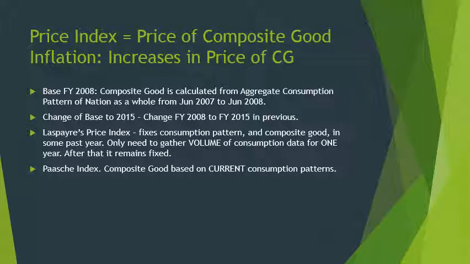So basically the composite good, how do we get the composite good? Well, the current procedure is to calculate it from the aggregate consumption pattern of the nation as a whole, and in fact this was fixed in fiscal year 2008, and so this pattern is called the base for the price index. We will discuss this in greater detail next.